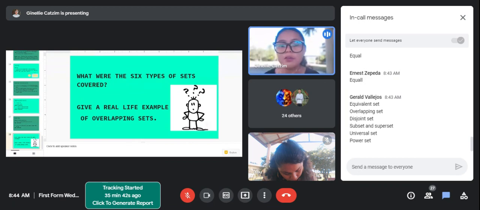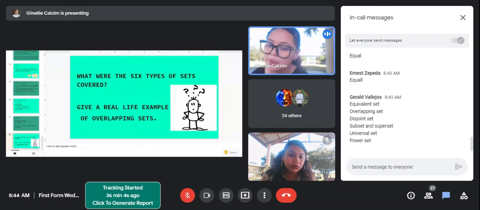Now give a real life example of overlapping sets. Remember, I gave you an example with my name and Gerald's name. Just have 1 more minute. Anyone who wants to share that one? Because we just have 1 more minute. Just one person to share a real life example of overlapping set.